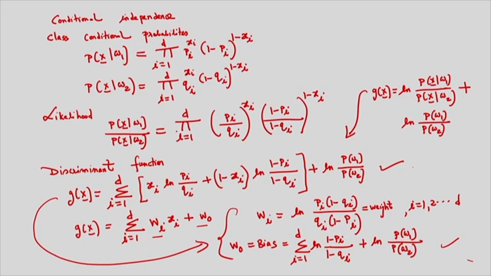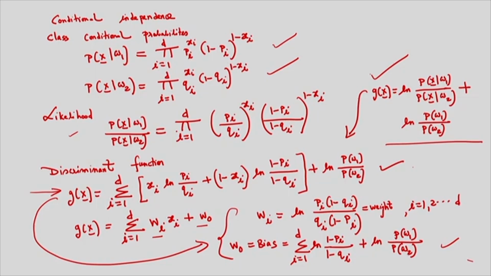So here you can see I am repeating this. The class conditional probabilities I am representing like this. This is the binomial distribution, and from this we can determine the likelihood ratio. So this is the likelihood ratio we have determined. From this expression I am determining the discriminant function. So discriminant function I am representing like this: Gx is equal to summation Wi xi plus W naught, where the summation is from i equal to 1 to d, because we are considering d-dimensional feature vector. So this is the expression for Gx.